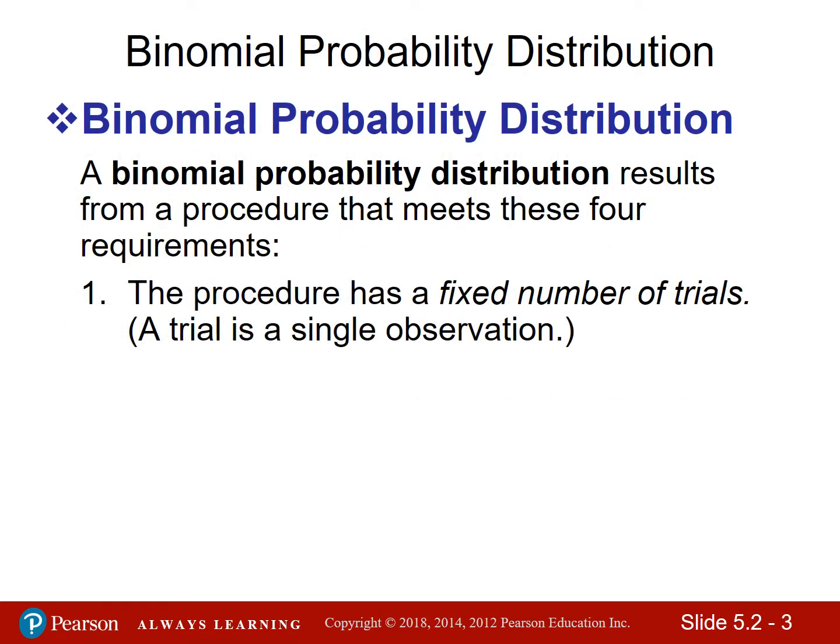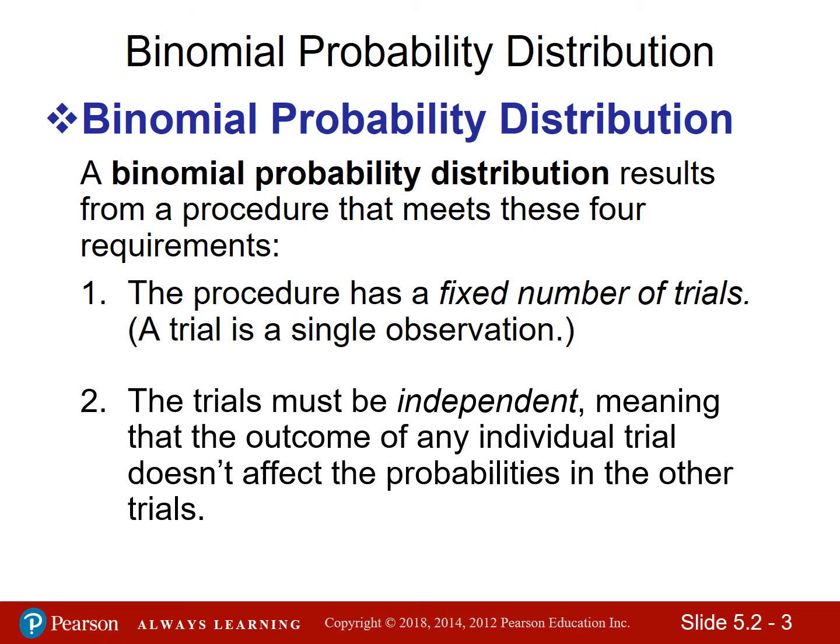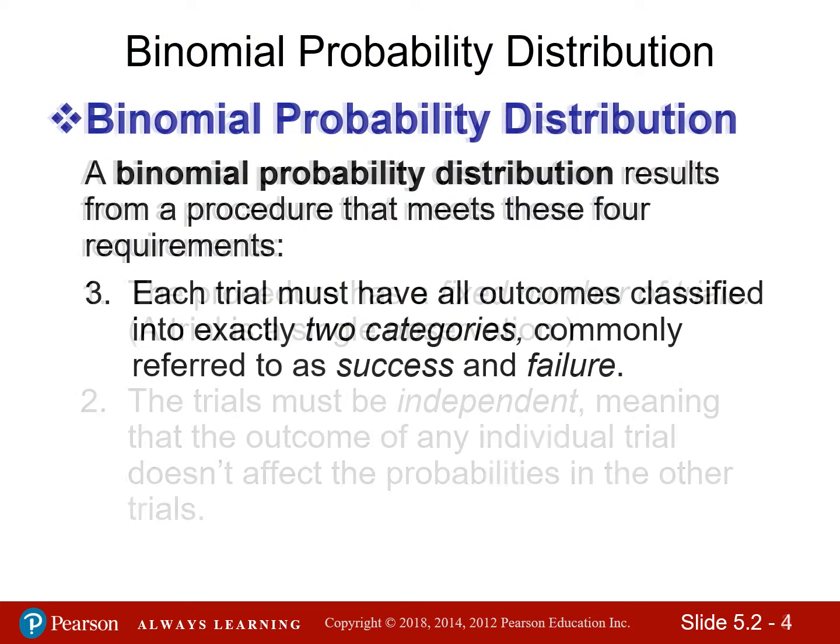There are four requirements for a binomial probability distribution. A binomial probability distribution results from a procedure that meets these four requirements. The procedure has a fixed number of trials. When it's a fixed number, it's 3 trials or 5 trials and so on. The trials must be independent, meaning that the outcome of any individual trial does not affect the probability in the other trial. So the events are independent.